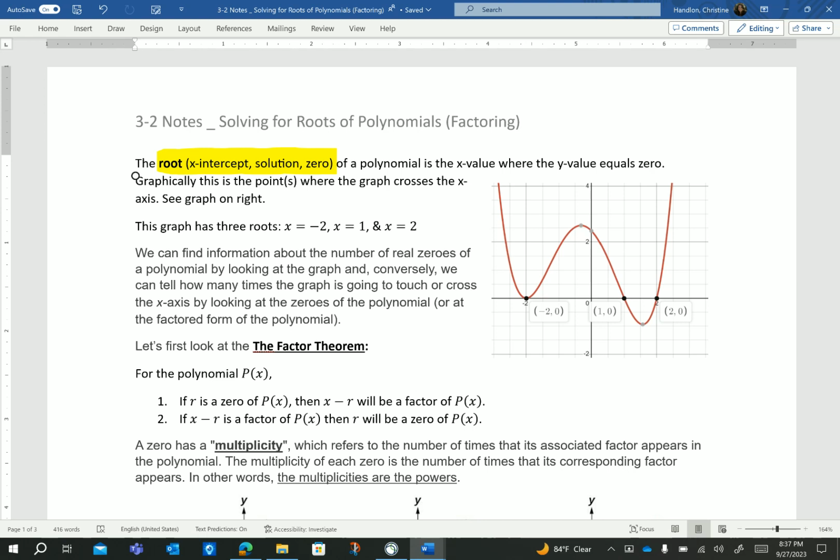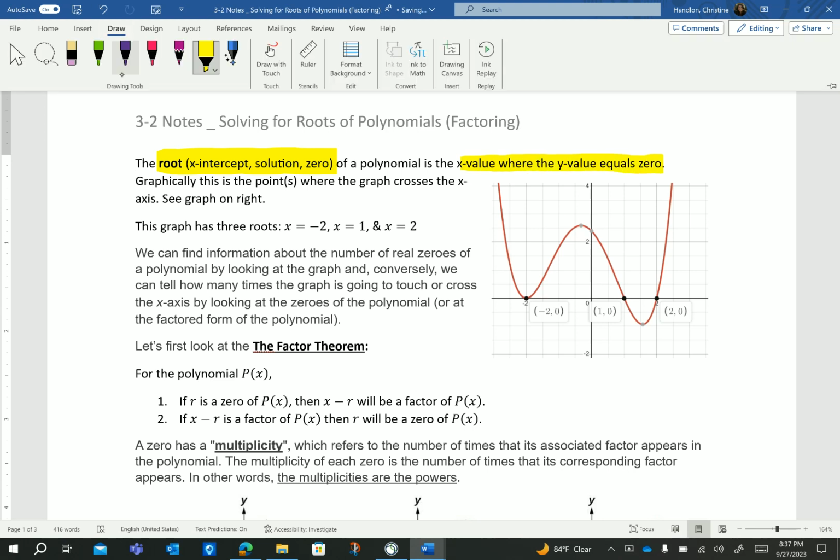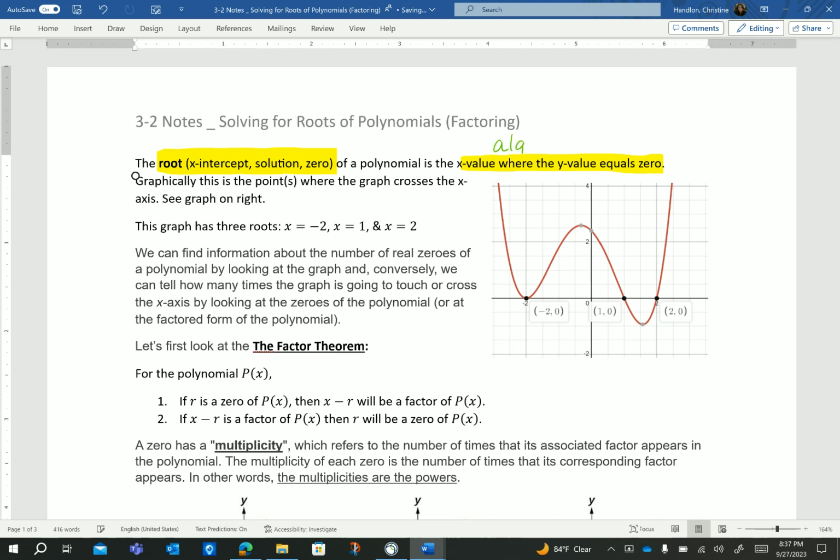I will say root and x-intercept and zero seems to be used a lot more than solution, but all of them are synonyms. So what is a root? The root is the x value where the y value will always equal 0. So please, please, please, this algebraic definition here is something that you definitely need to make sure you know. This is the algebraic definition of an x-intercept, okay?